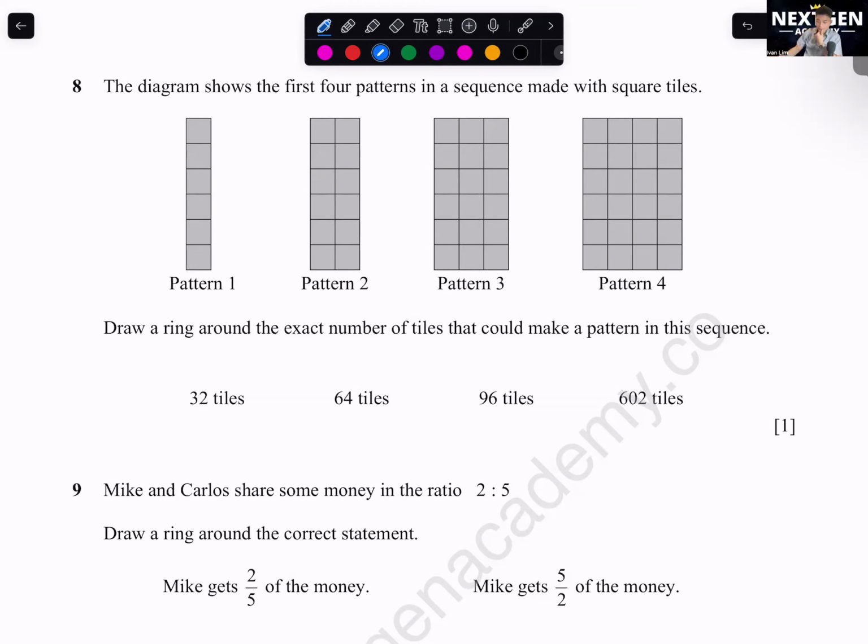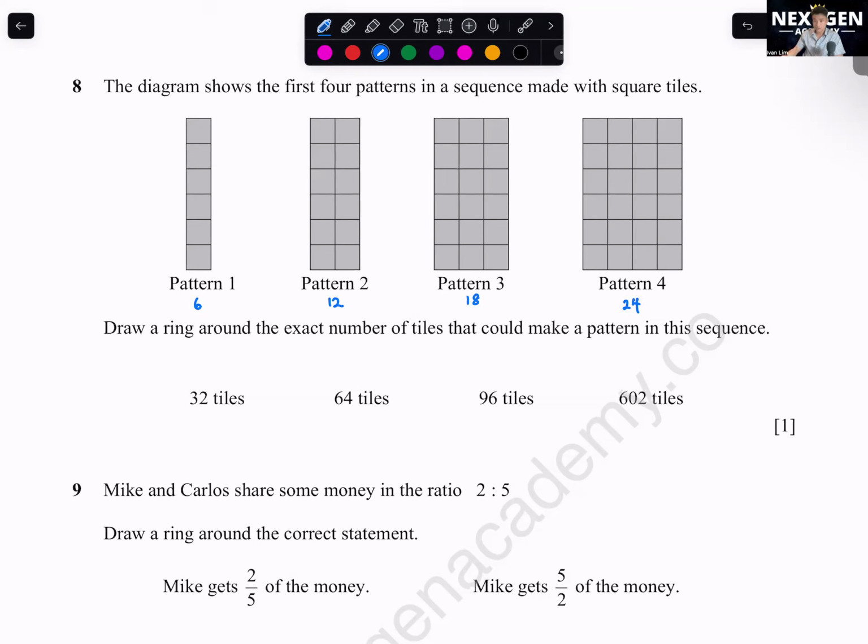Okay, so y'all need to observe the pattern. First one, 1, 2, 3, 4, 5, 6. Second one, 12. Third one, 3 times 6, 18. Then 24. Okay, I see Hung got an answer already. If anyone finishes already, later I give you all paper 2 for this.